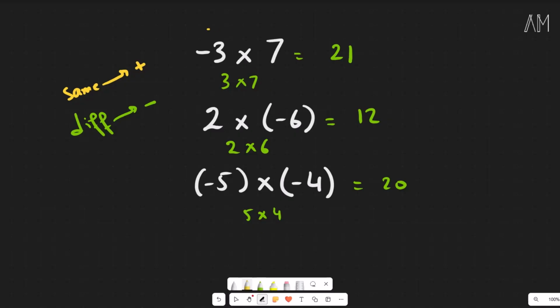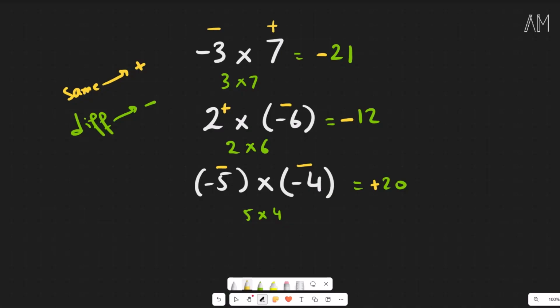So let's take the first one. Here I have negative and positive, they are different. So the answer at the end will become negative. Here I have positive and negative, they are different. So the answer will be at the end negative. Here I have negative and negative, they are the same. So the answer at the end will become positive. And that's how we do it.